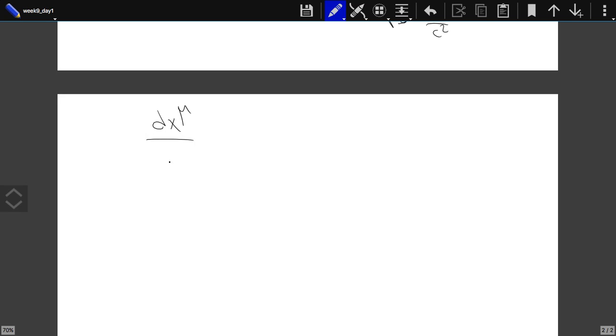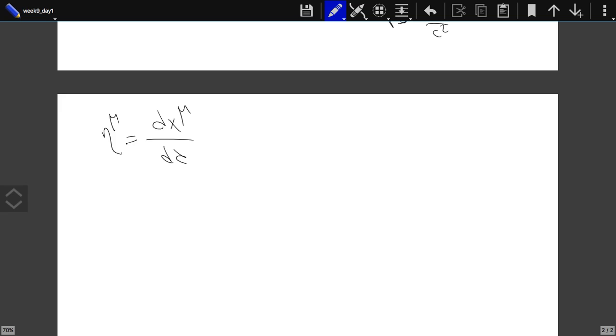Let me divide this by the proper time. Now, the tau itself is the same for every observer, for every reference frame. So if I would consider how this object transforms from one reference frame to another reference frame, tau will not change, but this will change. Only this one will change. So I need to consider only the transformation properties of that one. So let me define this by eta mu.